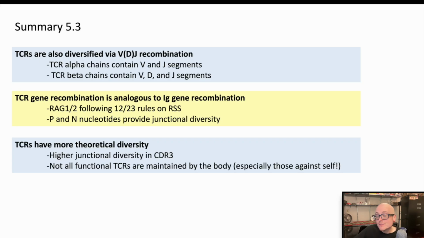Okay, that covers it for VDJ recombination. In this module, we'll have one additional video where we talk about a different type of somatic recombination, which has nothing to do with the diversity of the antigen binding repertoire, but instead determines the constant region of the heavy chain of immunoglobulin, and that process is referred to as class switch recombination. I'll see you in that video.